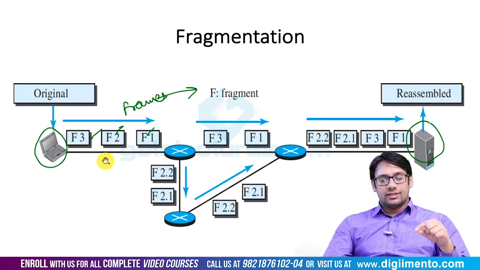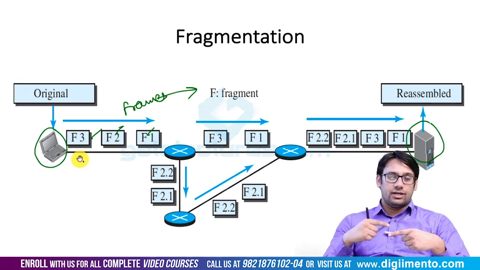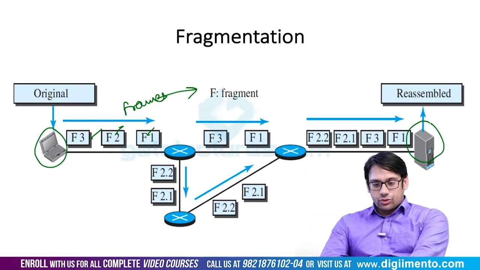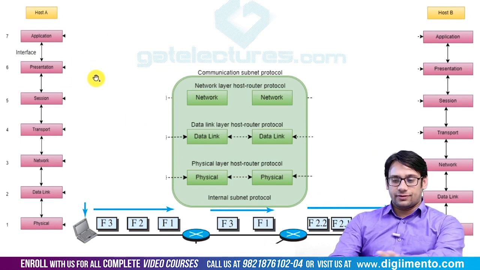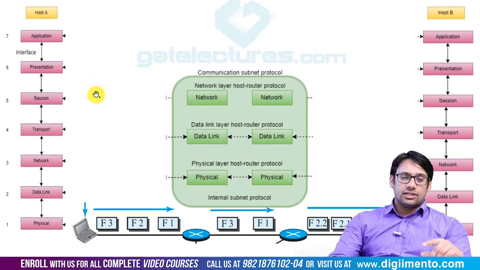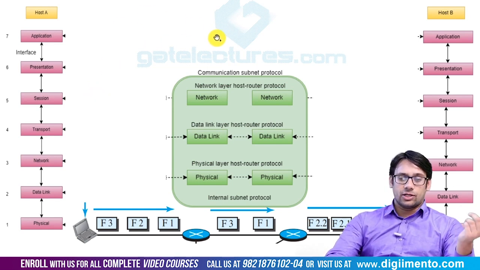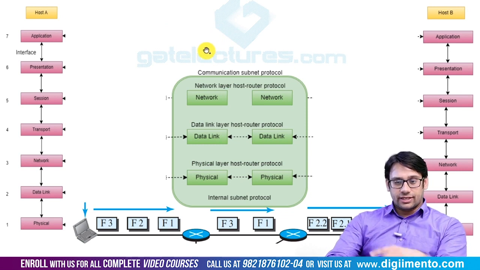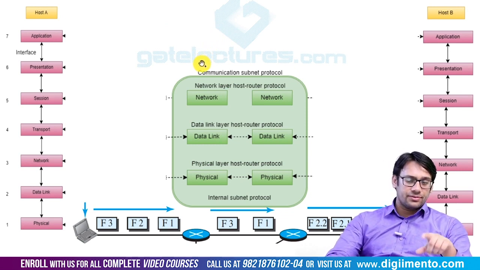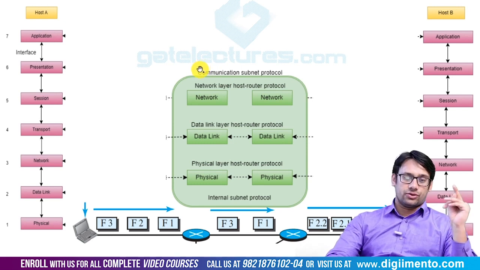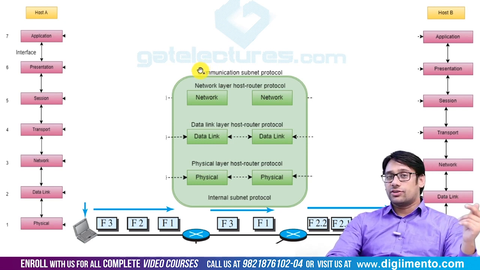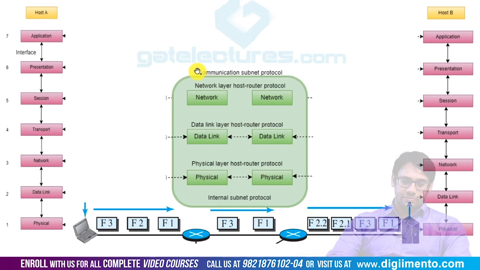Actually, this fragmentation is done here at the data link layer. Let me show you why and how. If this diagram is not visible, just take the PDF from the website www.digimentor.com, and from there you can see this diagram clearly. Sometimes the diagram might not be visible when you watch the video in low resolution, so try watching in high resolution.